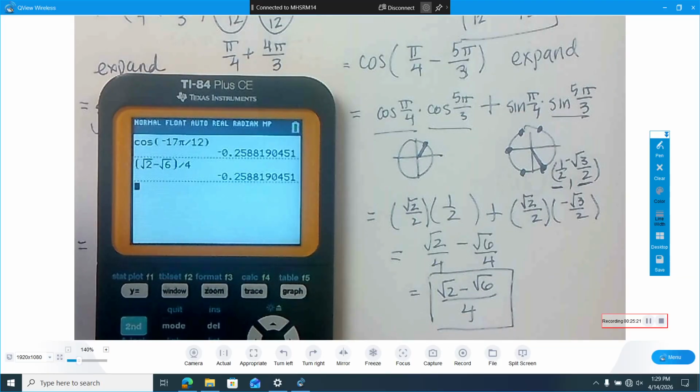What's the sine expansion? Keep the sign, good. And what's the cosine? Change the sign. Excellent, good job. You got this.